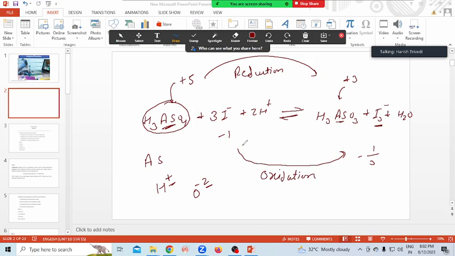Okay, so this is the redox reaction where reduction is going on here and oxidation is going on here. This is an example of a chemical reaction where oxidation and reduction are going on.